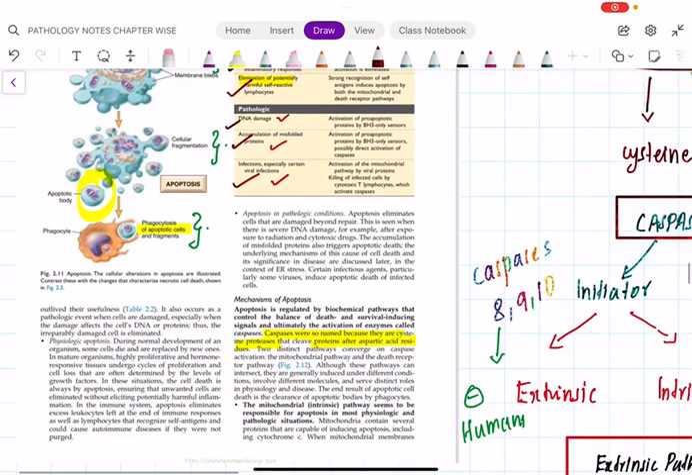We have two pathways of apoptosis: the intrinsic pathway and the extrinsic pathway. The intrinsic pathway is also called the mitochondrial pathway. The extrinsic pathway is also called the death receptor pathway. The predominant pathway is the mitochondrial, or intrinsic, pathway.